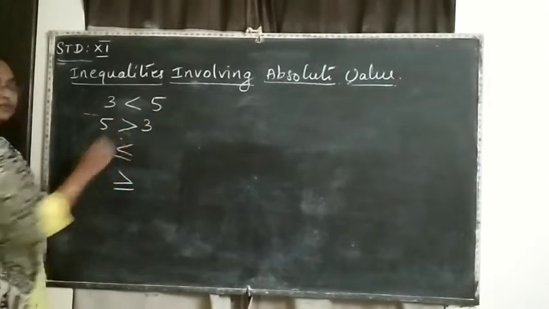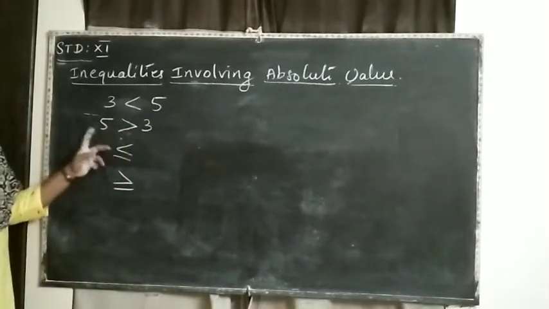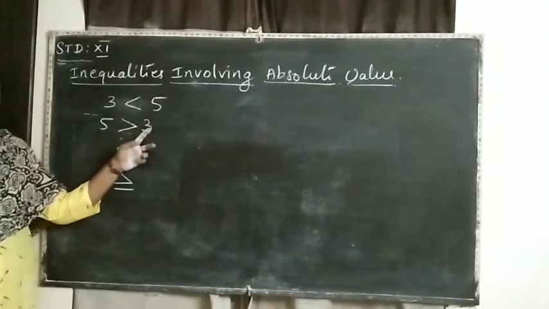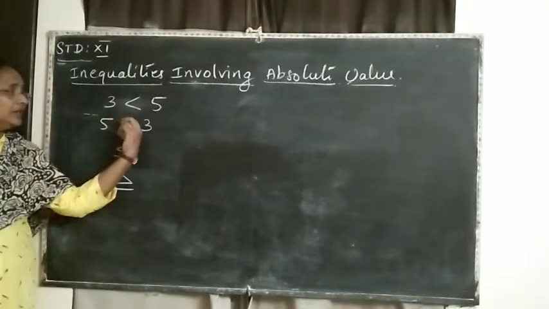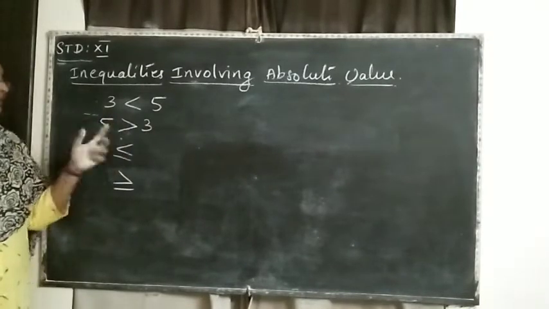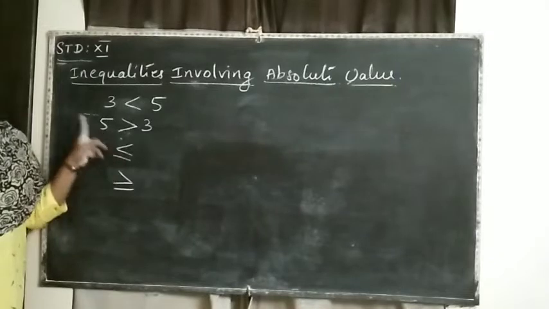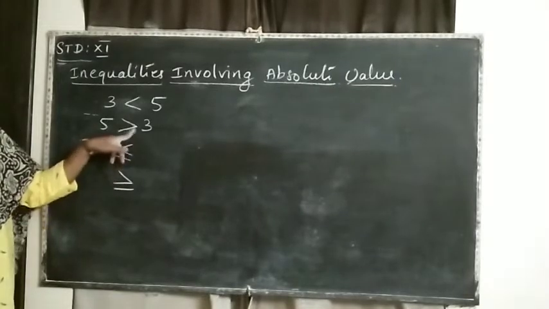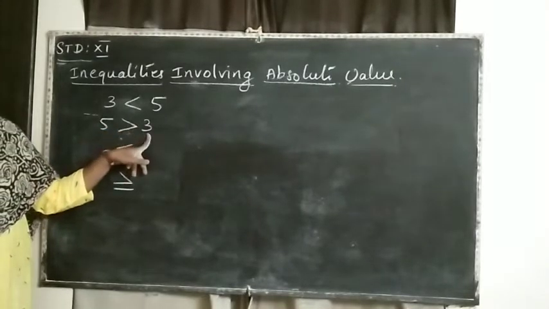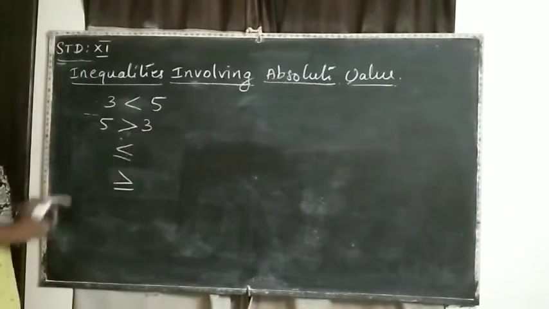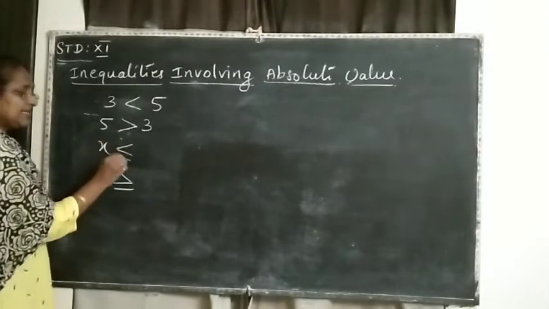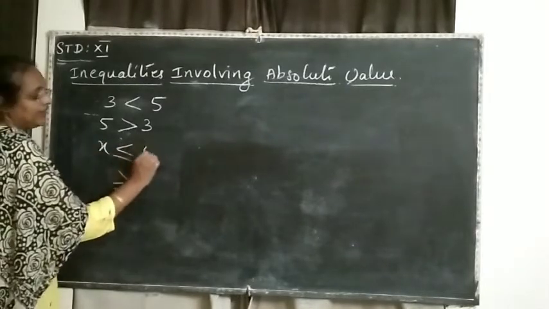Now look into this. Can I write like this? 5 is greater than 3. Okay? So look into this. The open side faces the number that is bigger, and the narrow side faces the number that is smaller. Okay, now for this, let us take x is less than or equal to 5.